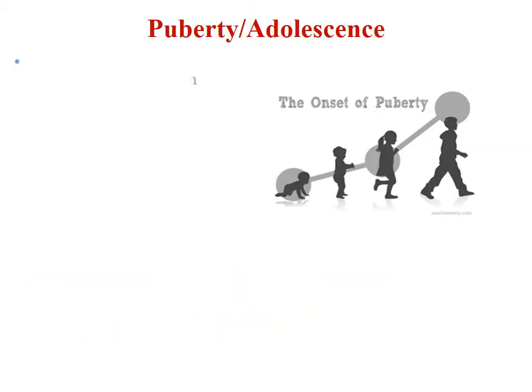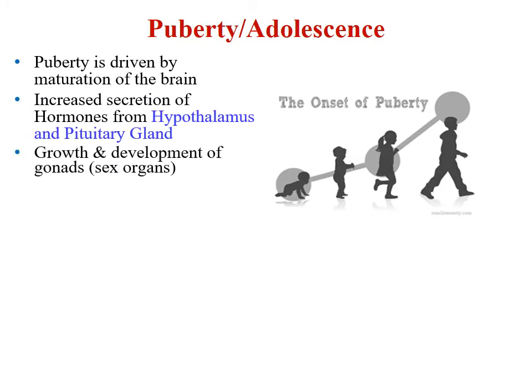Puberty, or adolescence, is driven by the maturation of the brain. Increased secretion of hormones from the hypothalamus and pituitary gland is responsible for puberty. Growth and development of the gonads or sex organs takes place at the time of puberty. There will be development of secondary sexual characteristics in the individual.